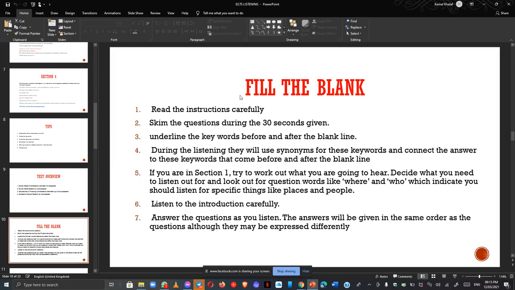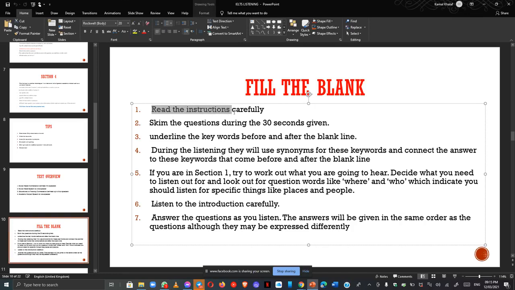Now, what should we do when you see the exam paper? This is very, very important. When you have the exam paper, number 1, read the instructions carefully. This is very, very important. If the examiners ask you to write 1 word and you write 2 words, no mark. If he asks you to write a number and you wrote a word, no mark. If he asks you to choose 2 options and you choose 1, again, you may lose marks, and so on.